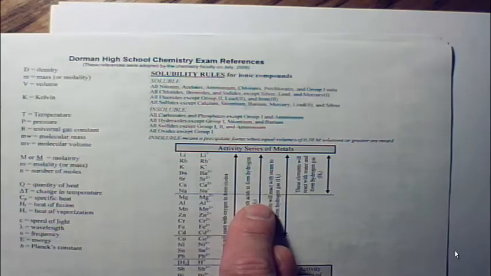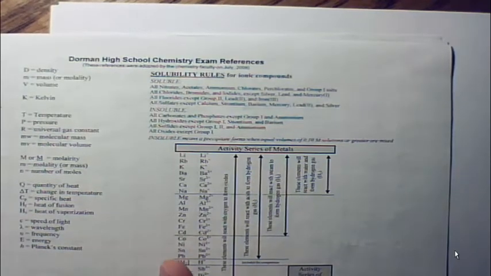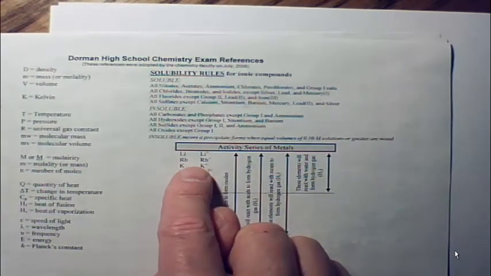Let's take a look real quick at the comparison. Let's find something up here at the top, like lithium and rubidium. Let's just keep those in mind, okay? And let me explain how this works. Activity series is only used in single replacement reactions. Got that? Activity series is only used in single displacement reactions. So, you have to be able to classify the equation before you know what to do, whether to use this or not. You got that?